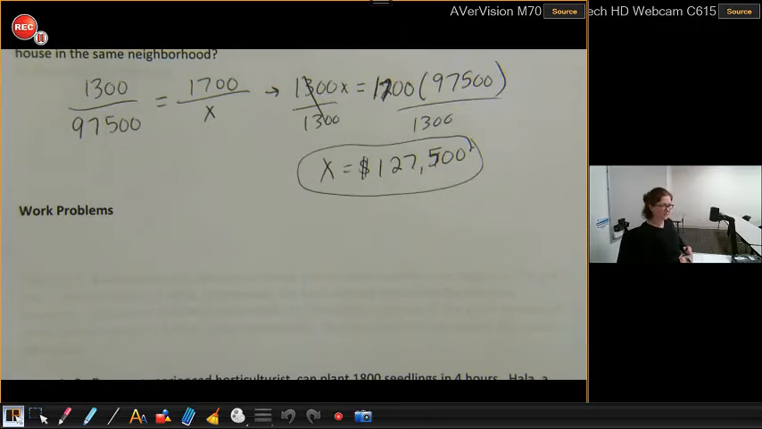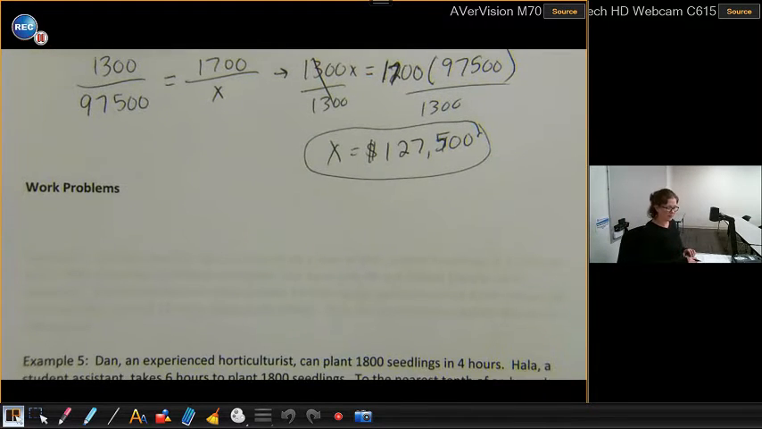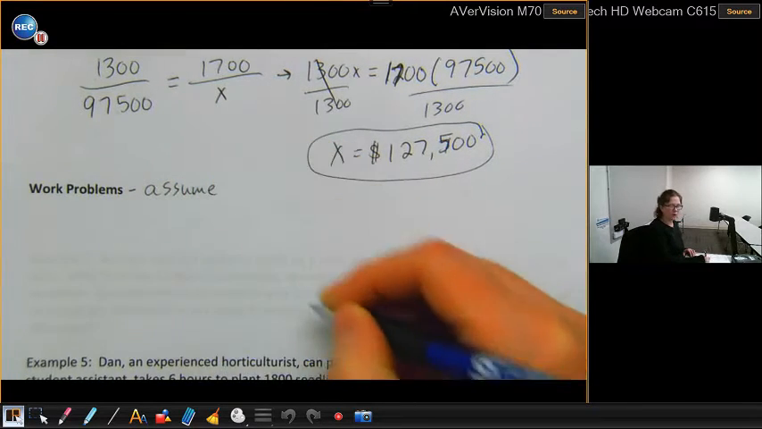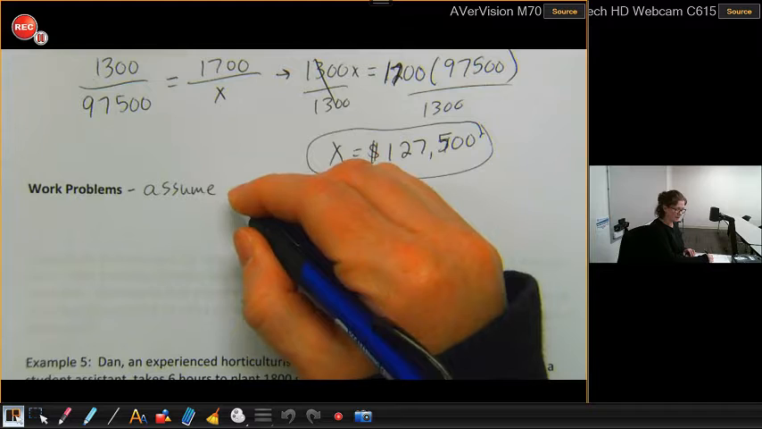Section 7.8, Part 2, looking at work problems. For work problems, we have to assume that work is done at a constant rate.